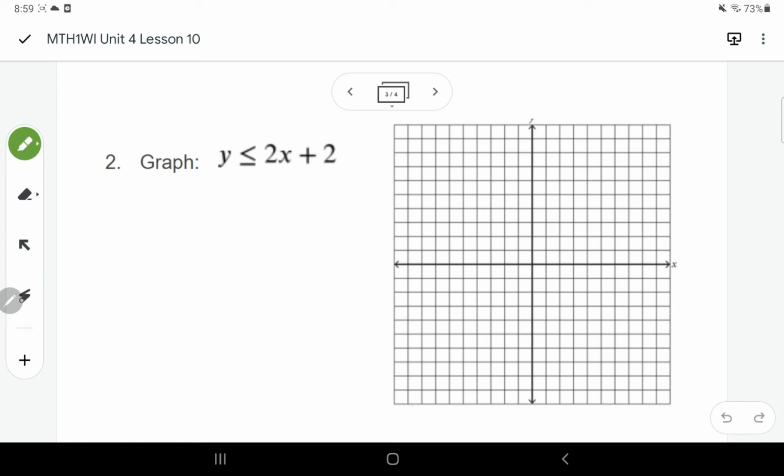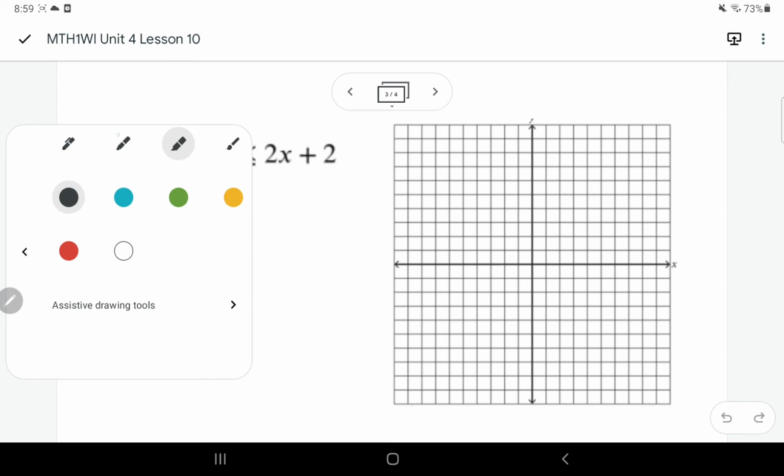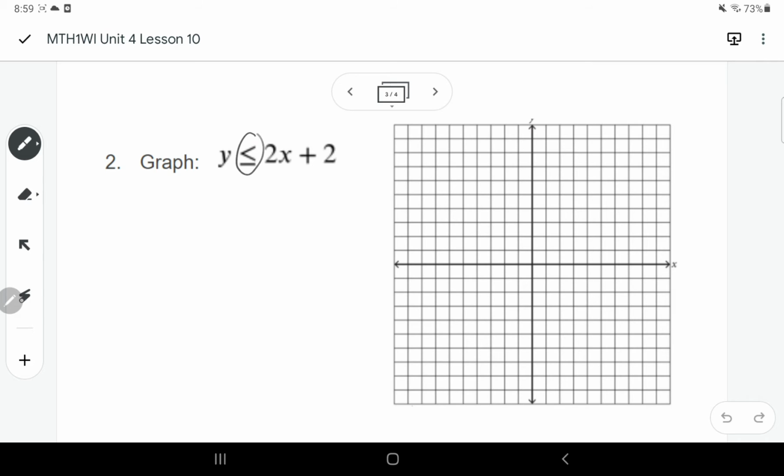So we'll do another example. First thing is that you pick whether this will be dotted or solid. And I would like to see you write that down. Because that has the equals underneath, it's less than or equal to, that's going to be a solid line. So I'm going to graph my boundary, y equals 2x plus 2.